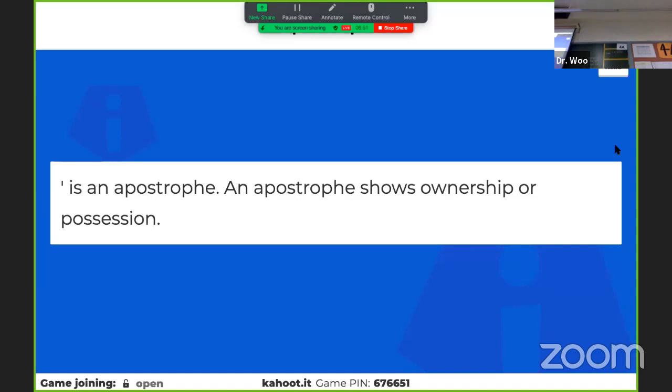Do you see this? That's an apostrophe. Repeat after me. Apostrophe. Apostrophe. An apostrophe shows ownership or possession. Just like this shows one kid owns something. This means many kids own something. That's what it means. Okay? So that's an apostrophe. Now let's see what you can do.